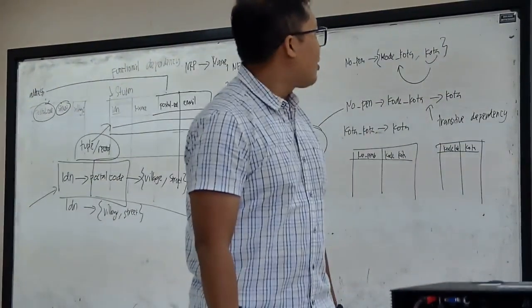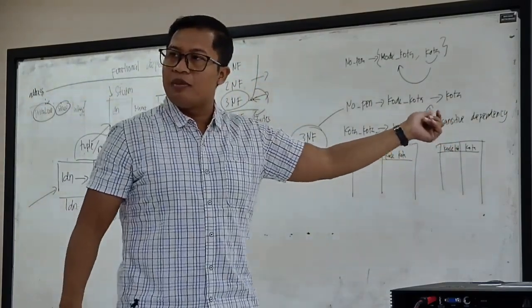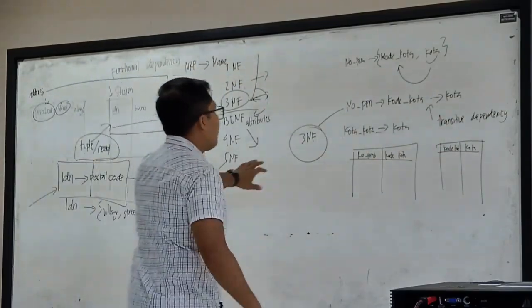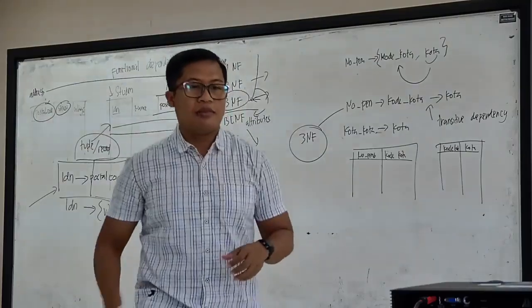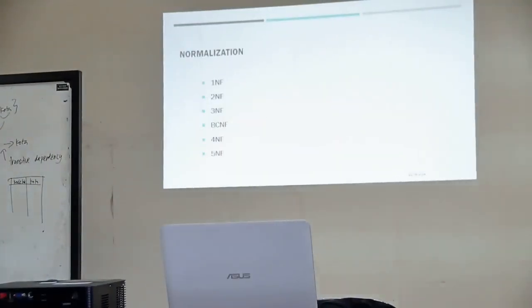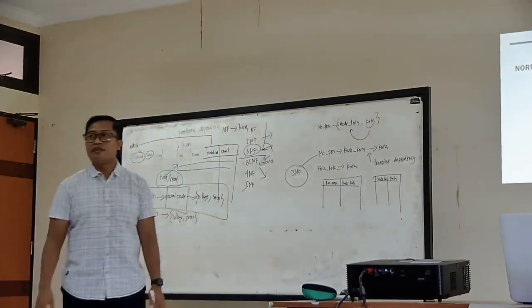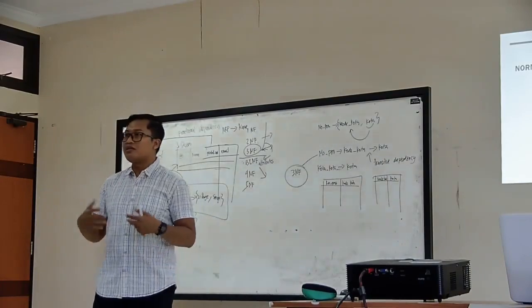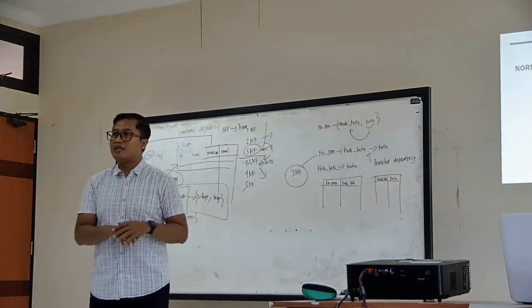Okay, total dependency. Can we skip this one? Because in the third normal form it doesn't need this. Yeah, we just skip this. Okay, we are now going to the normalization process. The first normalization, and after that, maybe we can do some discussion. After that, we will close the class.